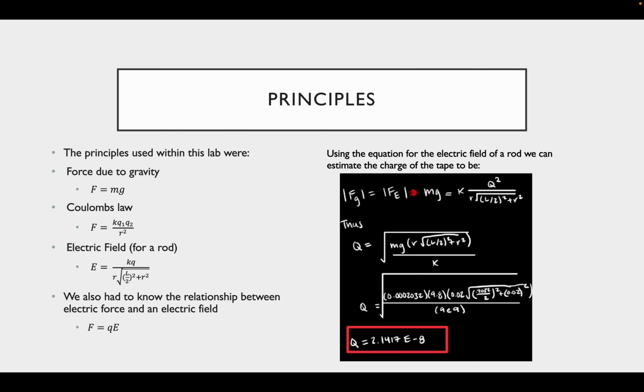In terms of the principles used within the lab, since we had a floating object, force due to gravity was obviously used. We used Coulomb's law. And then we used the electric field, but instead of for a point charge, we used it for a rod. So the electric field equation was different.